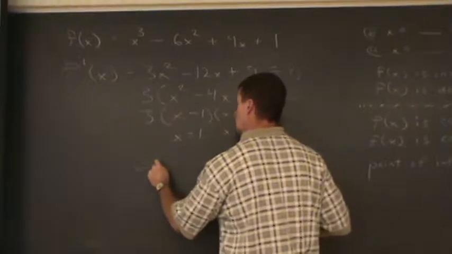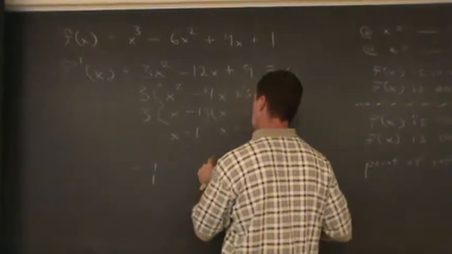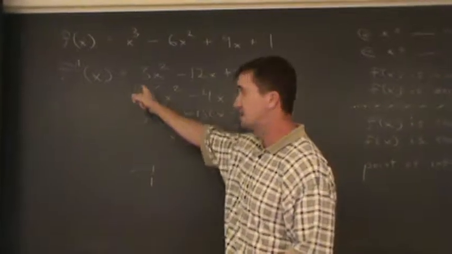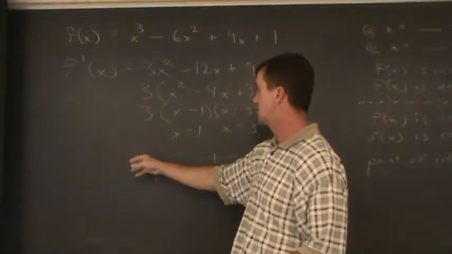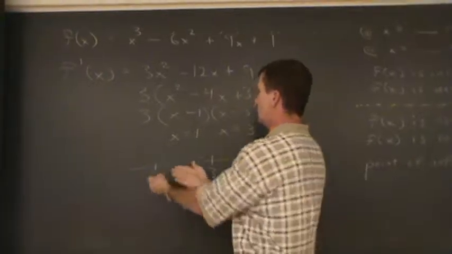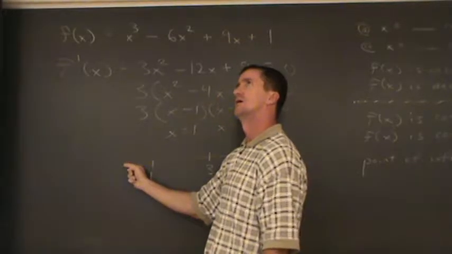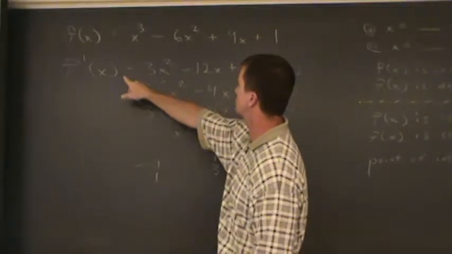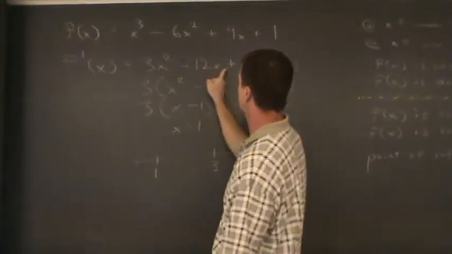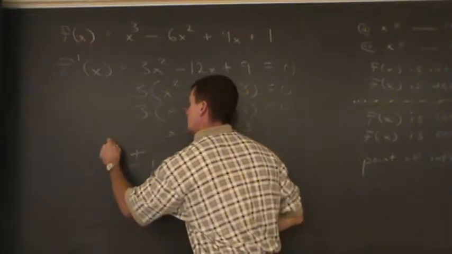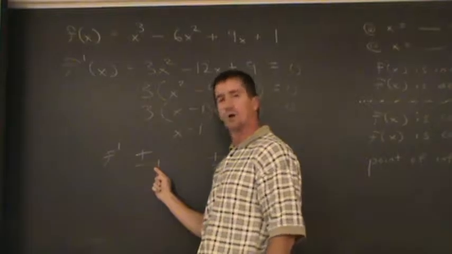But to determine which value is possibly a max or a min, I'm going to do the first derivative test. I'm going to pick some test values and plug them into the first derivative to determine what's going on with this function. So these are my critical values. Let's see, a value to the left of 1. How about 0? I'm going to test the first derivative at 0. I plug it in and I get a positive number. So the first derivative is positive on the interval up to 1.